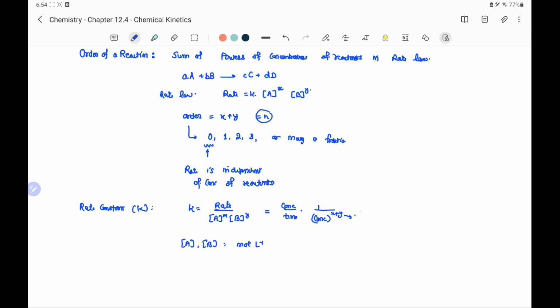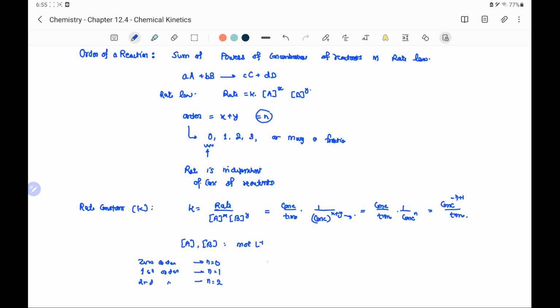So we can write it is equal to concentration by time divided by concentration to the power n, or we can also write it as concentration to the power minus n plus 1 divided by time. So now we can find the unit of the rate constant for the zero order reaction, first order reaction, second order reaction, and so on. For zero order reaction, n equal to 0. For first order reaction, n is equal to 1. Second order reaction, n is equal to 2.